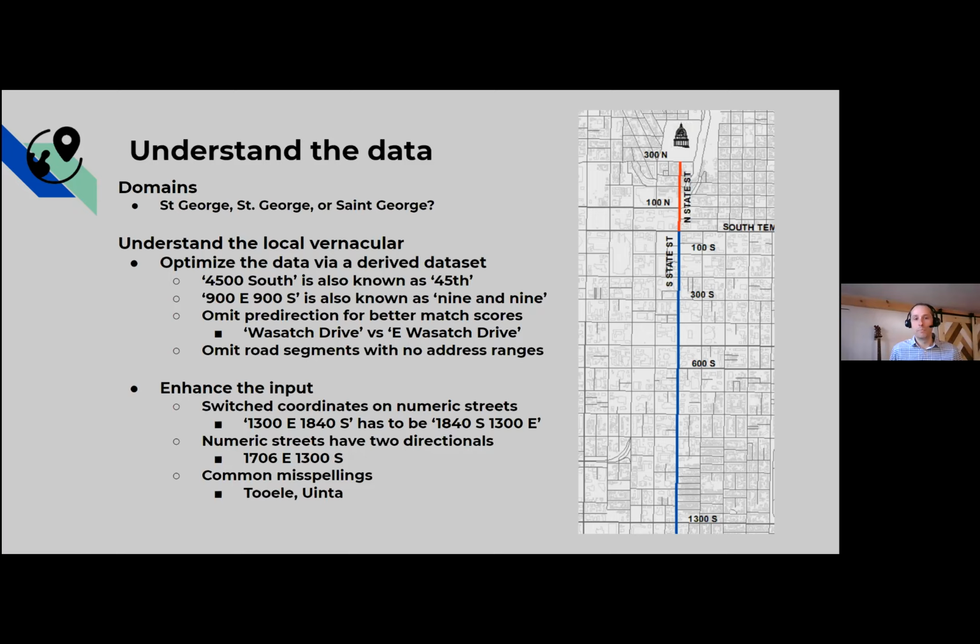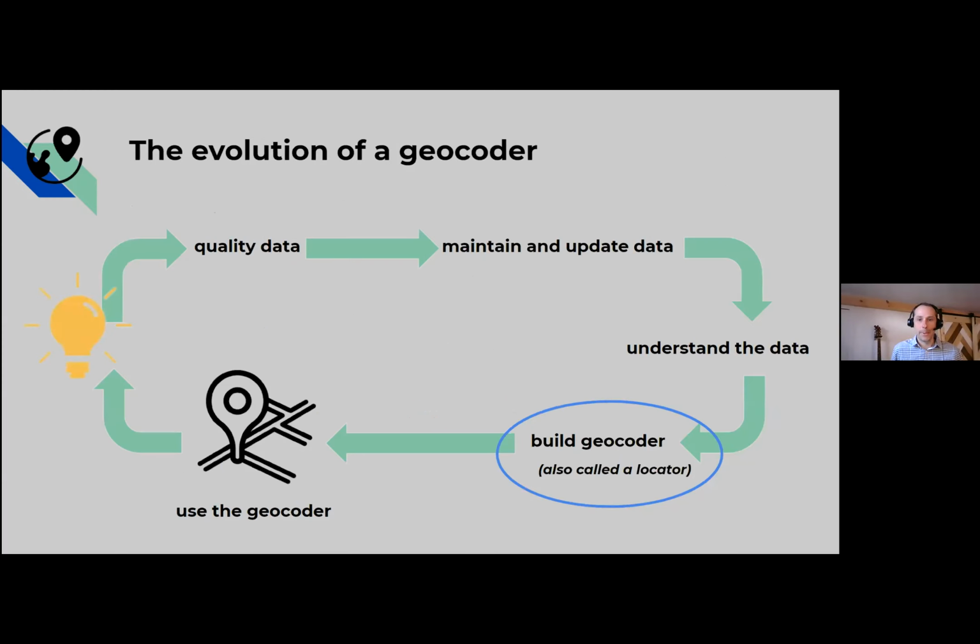We also know that our numeric streets have two directionals, and if someone tries to put something in without it, we can give a warning there because we know that's expected. We can also correct common misspellings in a geocoder, so I think that's key to think of too. If you're building a geocoder and there are things that commonly happen, you could correct that on the front end. For us, it's Tooele and Uinta. They come in misspelled constantly.